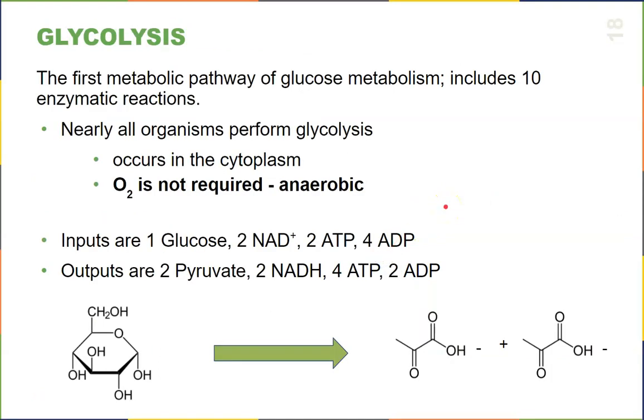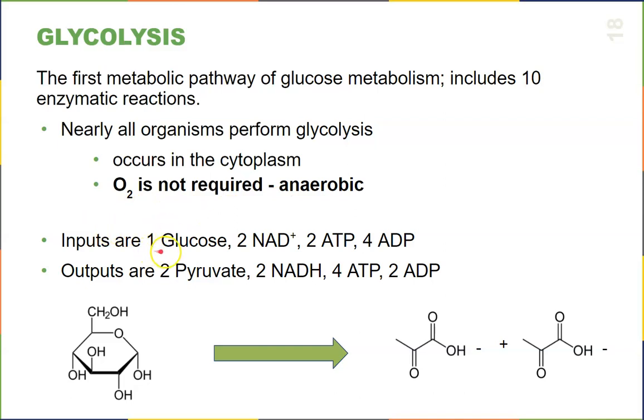So glycolysis, again, is the first pathway of glucose metabolism. It does have a lot of reactions. It has 10 enzymatic reactions. So there's 10 different enzymes that act on glucose to change it into pyruvate, and we get some other things out as well. Oxygen is not required for glycolysis. Glycolysis is referred to as an anaerobic process because it can happen in the absence of oxygen.